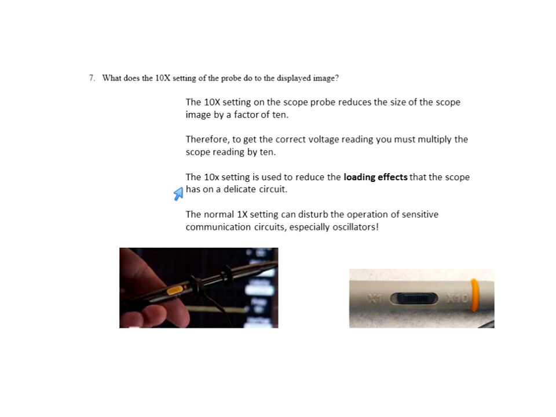Now, why do we even use the 10x setting? On the 1x setting, the scope can affect a very sensitive circuit. It's called the loading effects. For example, if I'm reading an oscillator's frequency, it's supposed to be oscillating at 1 megahertz. If I just put that probe on that oscillator, it might shift the frequency a little bit to 900 kilohertz or 1.1 megahertz. It won't read properly. By putting it on 10x, that's reducing the loading effects. It has less of an effect on the operation of the circuit. So that's why we like to use the 10x setting in communication circuits. It reduces the loading effects that the scope has on the true reading of the circuit.